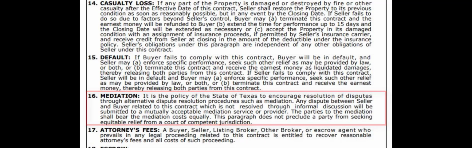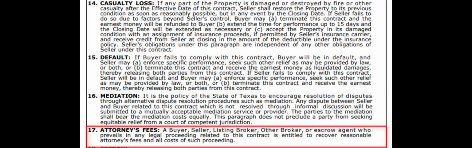And then finally, paragraph 17, the last paragraph for this video, attorney's fees. It reads as follows. A buyer, seller, listing broker, other broker, or escrow agent who prevails in any legal proceeding related to this contract is entitled to recover reasonable attorney's fees and all costs of such proceeding.